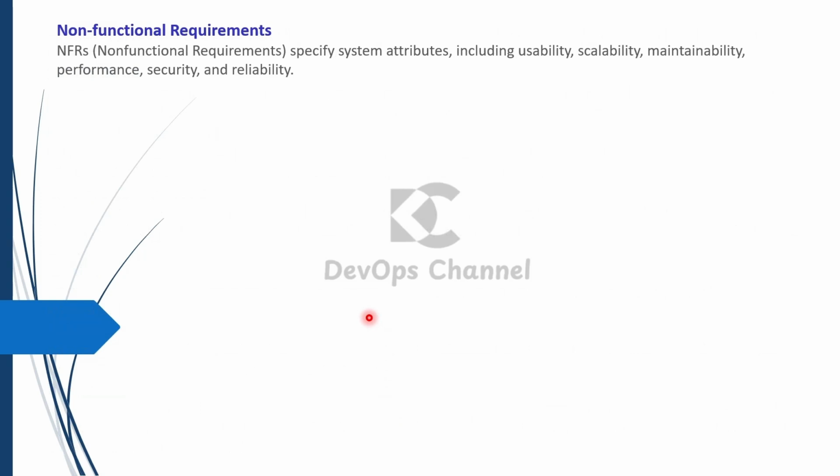Next one is non-functional requirements. So basically they specify system attributes including usability, scalability, maintainability, performance, security, and reliability.